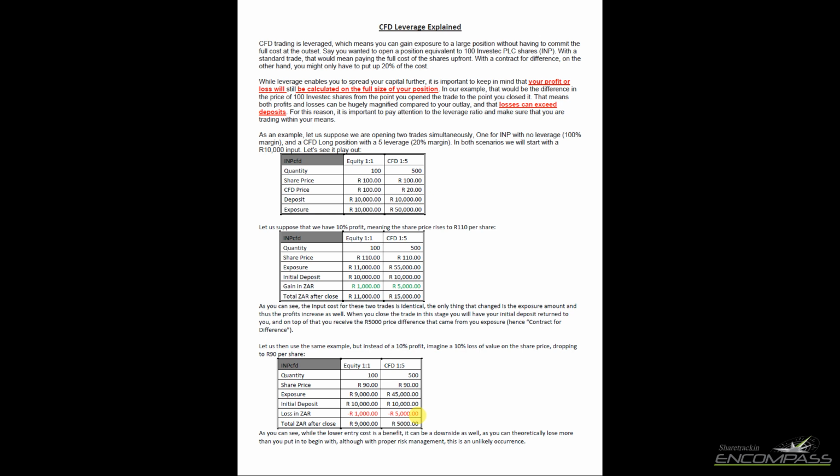So losing more than your deposit is obviously something you don't want, but it's also not something that Standard Bank wants, because then you would owe them money on top of what you've already given them. They don't want this, so they will usually just end up closing your trade automatically once it gets to that level.